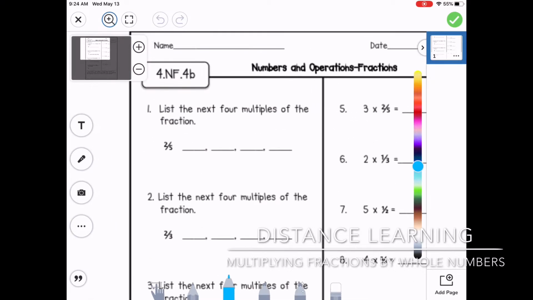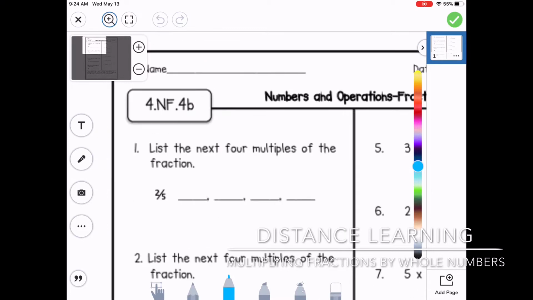All right, question number 1 asks us to skip count or list the next 4 multiples of the fraction 2/5. So if I were to double 2/5, so having 2/5 plus 2/5, my next multiple would be 4/5. So that's sort of like saying the first one is 2/5 times 1, and then we have 2/5 times 2.